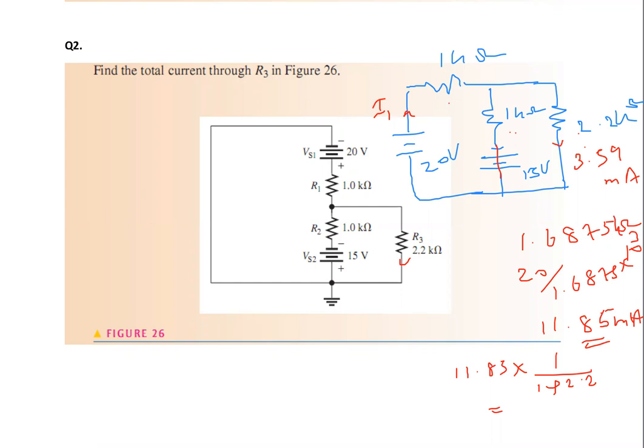Otherwise, guys, what you can do is find the voltage between these two points. How do you find the voltage? Now you know the current. Current multiplied by... what is the current value that we got? 11.85.